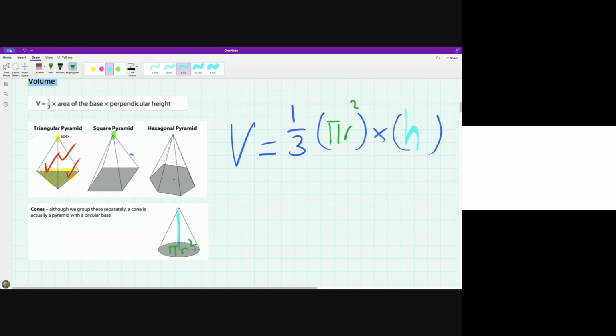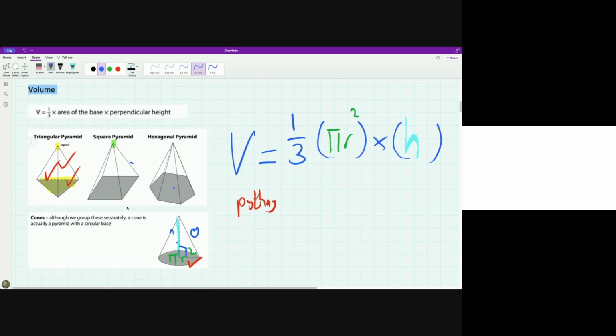Now, if they don't give you all that information, you may need to use Pythagoras to work out some of that stuff. So you may need to use Pythagoras if they give you 2 of these sides, like this side and that side, then you may need to work out that side using Pythagoras. But that's not too bad.